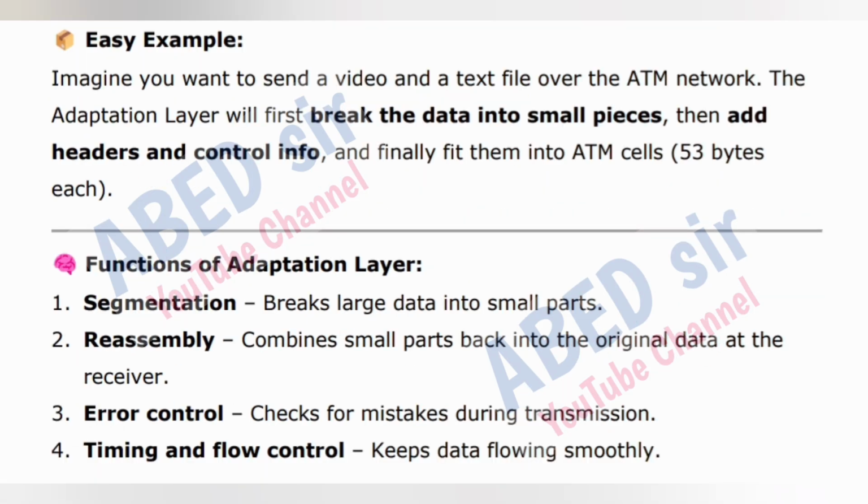Easy example: imagine you want to send a video and a text file over the ATM network. The adaptation layer will first break the data into small pieces, then add headers and control info, and finally fit them into ATM cells, 53 bytes each. Functions of adaptation layer: 1. Segmentation, breaks large data into small parts. 2. Reassembly, combines small parts back into the original data at the receiver. 3. Error control, checks for mistakes during transmission. 4. Timing and flow control, keeps data flowing smoothly.